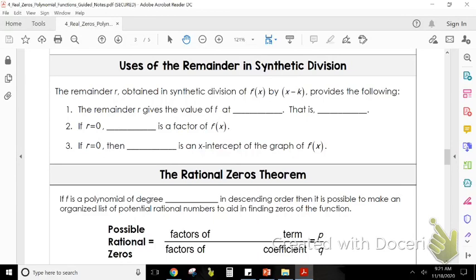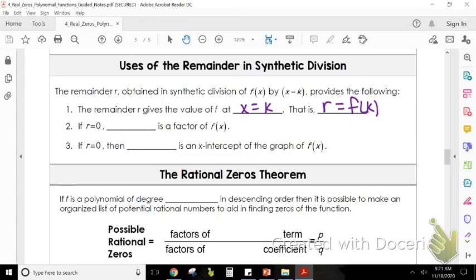The remainder obtained in synthetic division of f of x by x minus k provides the following. The remainder r gives the value of f at x equals k. That is, r is equal to f of k. So what it's saying is if I plug in that k value, it's going to tell me what my remainder is.